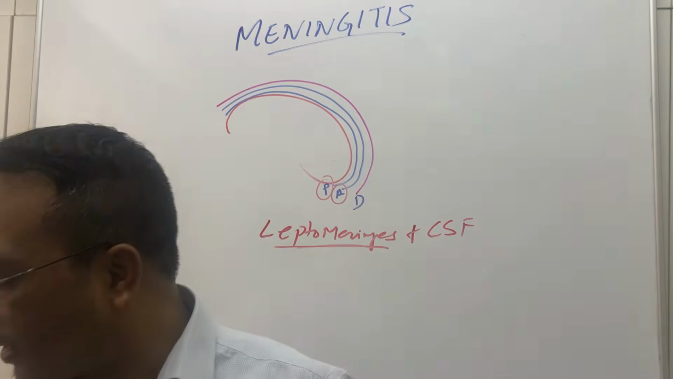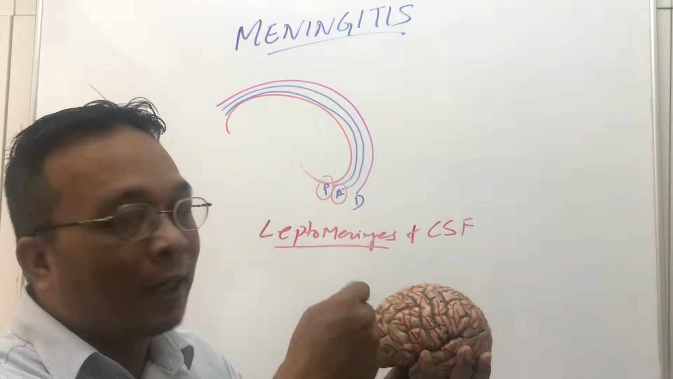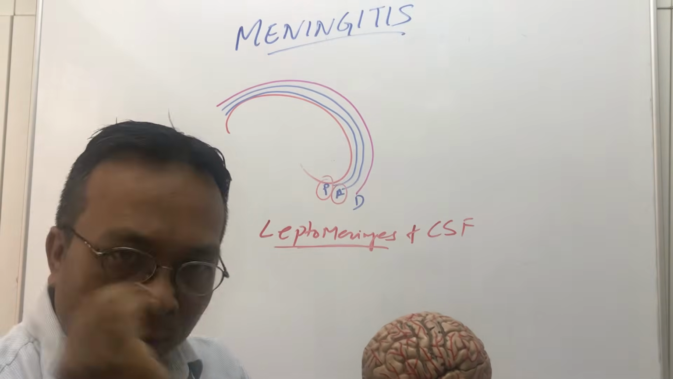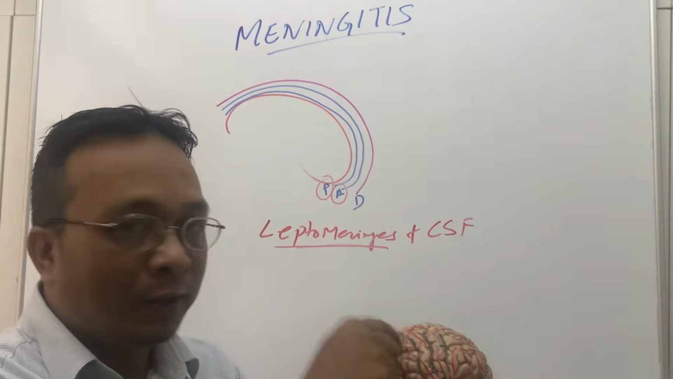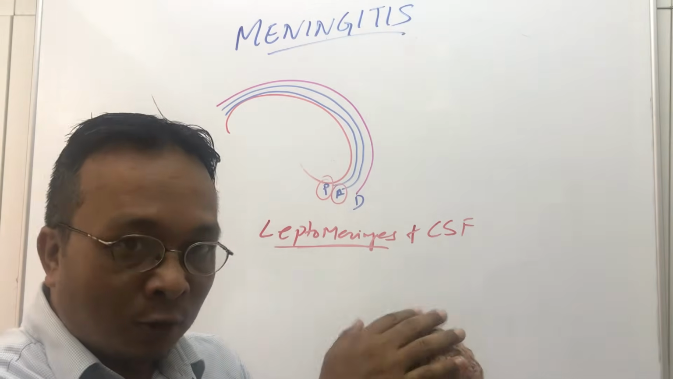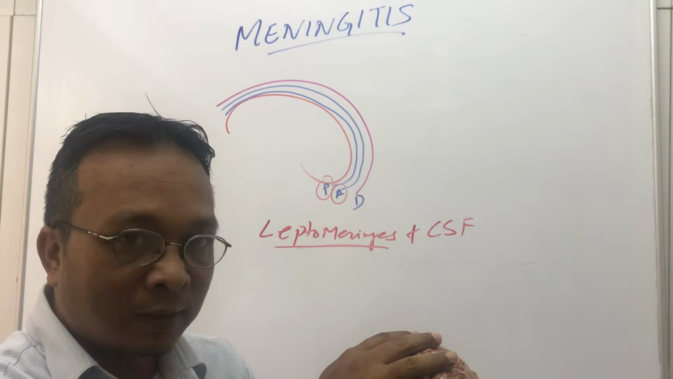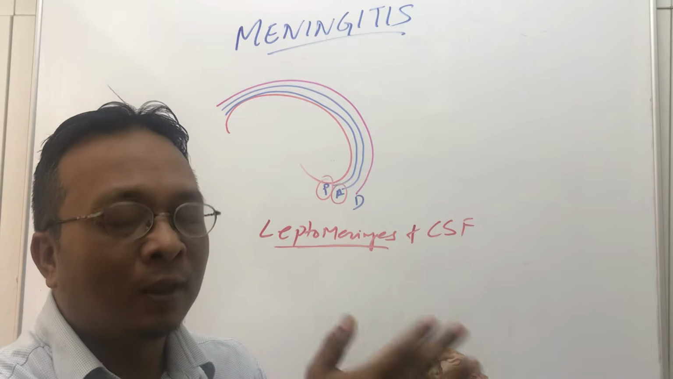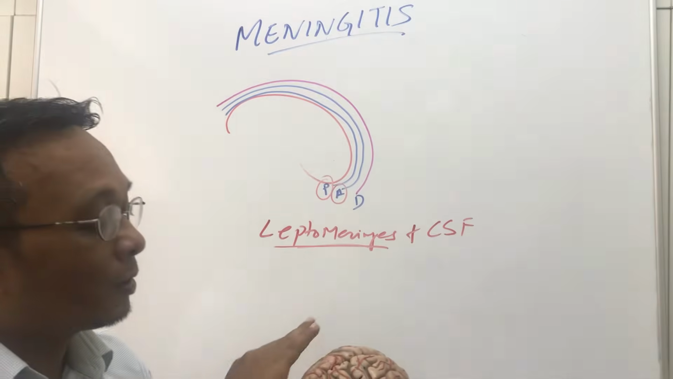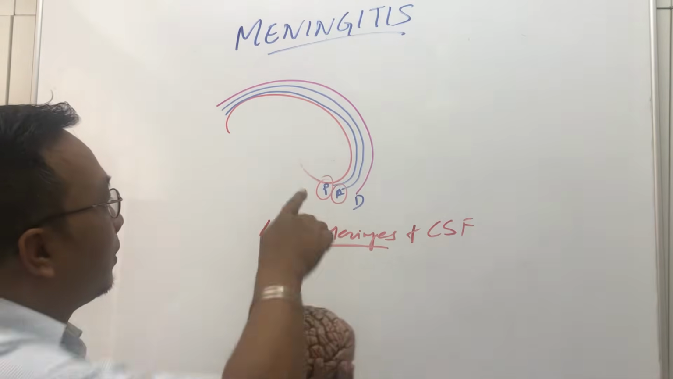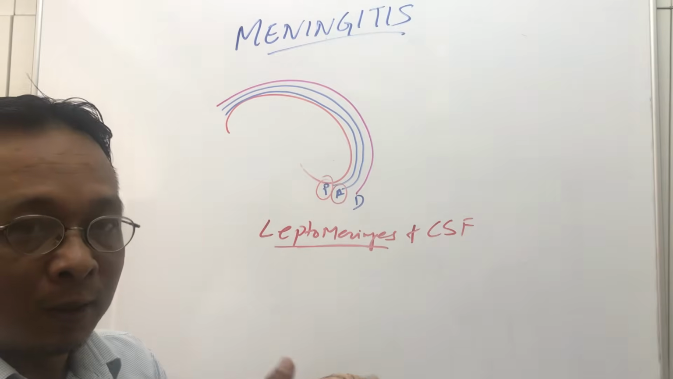But when there is direct inflammation, a direct insult to the brain parenchyma, most commonly by a virus, then we call it encephalitis. There are bacterial and fungal causes also, but viral encephalitis is very common. And when there is inflammation of the covering of the brain, the pia mater and arachnoid mater, plus inflammation of the CSF, we call it meningitis.